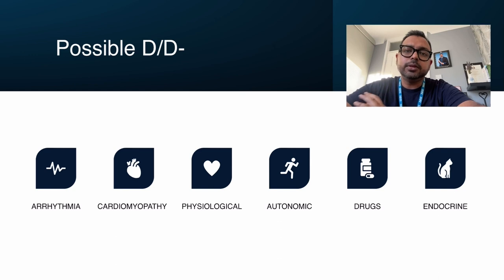What are the possible differential diagnoses of palpitation? The first cause, it could be because of arrhythmia. Arrhythmia you need to divide in two parts. It could be supraventricular or it could be ventricular. In supraventricular, it could be re-entrant arrhythmia or WPW syndrome. It could be atrial arrhythmia or it could be junctional arrhythmia. Whereas ventricular arrhythmia is associated with congenital heart disease or long QT syndrome. Cardiomyopathies, it could be because of dilated cardiomyopathy, hypertrophic cardiomyopathy, restrictive cardiomyopathy.